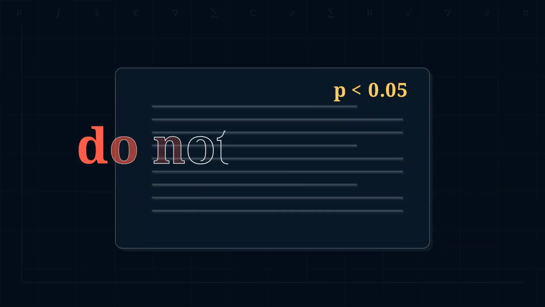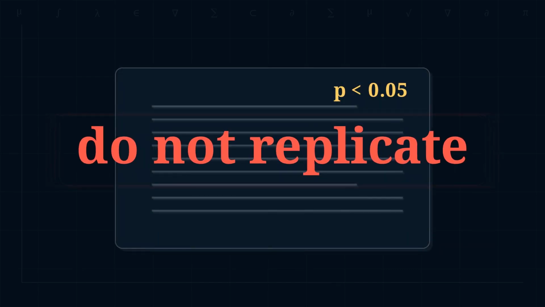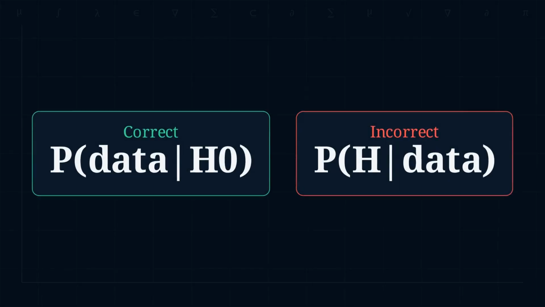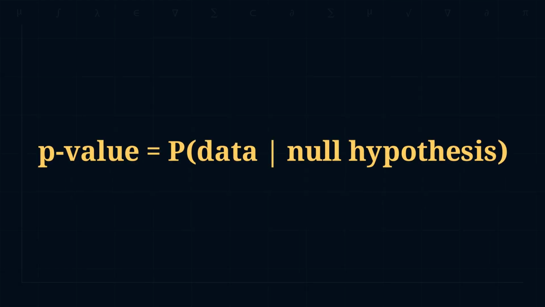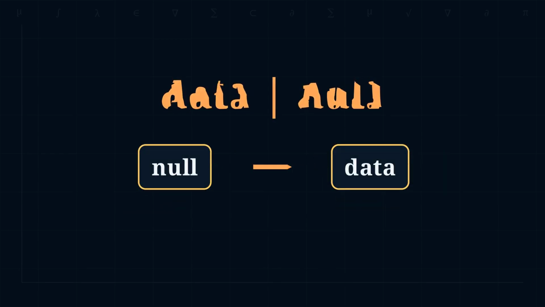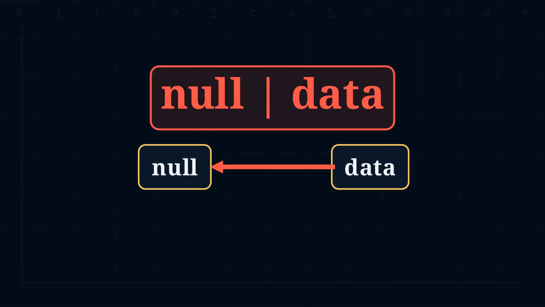People publish results that do not replicate because they thought a small p-value meant their claim was probably true. The misconception is treating the p-value as the probability that the hypothesis is correct or incorrect. Mathematically, the p-value is the probability under a specific null model of seeing data at least as extreme as what you observed, so misreading it flips the condition in the wrong direction.